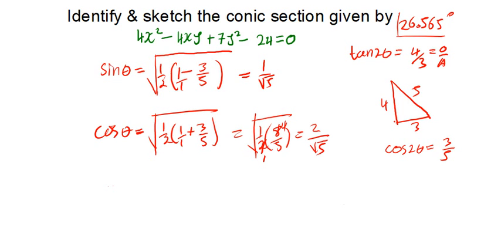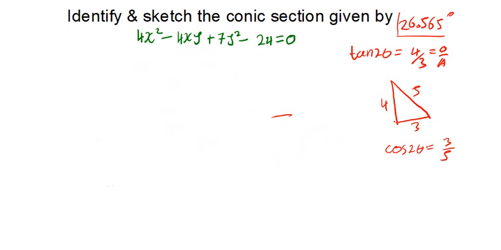Okay, so having determined what we want, remember we said sine theta, we have found 1 over the square root of 5. Then cos theta, we have found that it's 2 over the square root of 5. Okay, so now we have to know the equations that we are using.